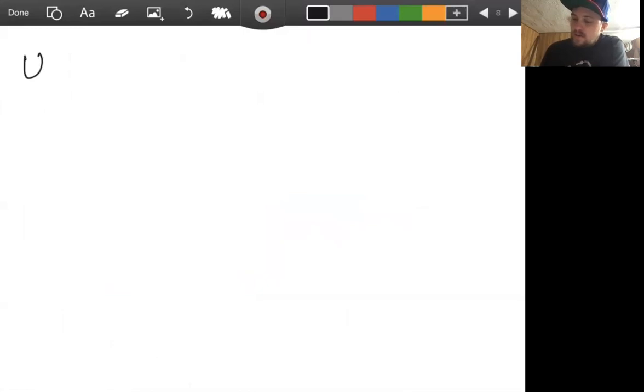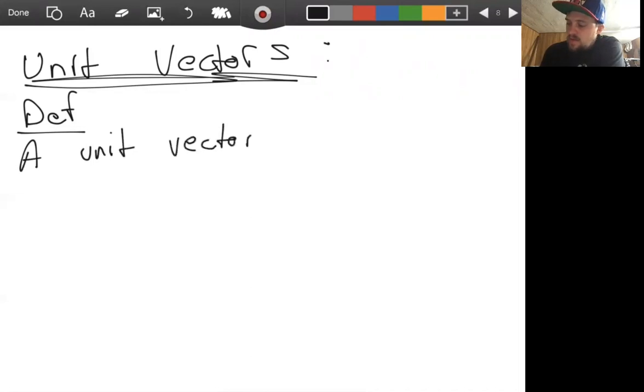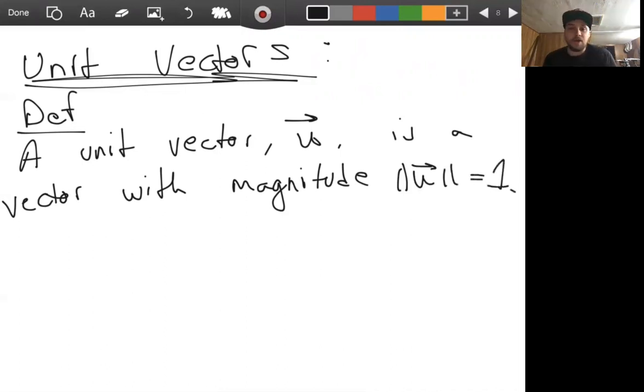So what is a unit vector? Let's start with a definition of a unit vector. It's a special type of vector, one that we will be dealing with a lot, I would imagine. So a unit vector, we'll denote it as u for unit, is a vector in any direction with magnitude equal to 1. Hence unit. So a unit vector is any vector with a magnitude equal to 1. And these play a really important role in a lot of applications that we'll see throughout this section here.